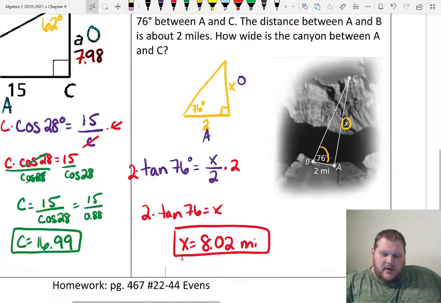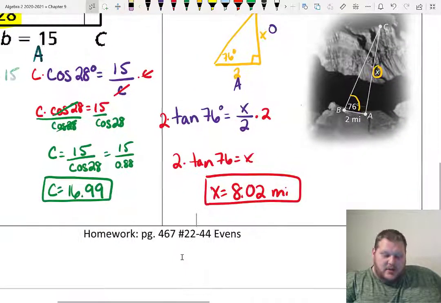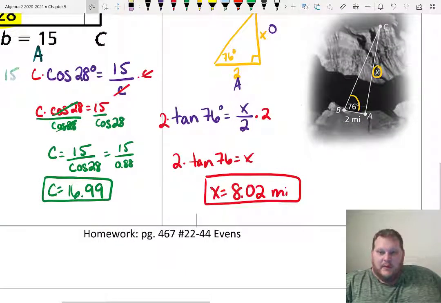Alrighty. So that is all I have for you guys for 9.1 day 2. The homework is down there at the bottom. It's page 467, 22 to 44, just the evens.